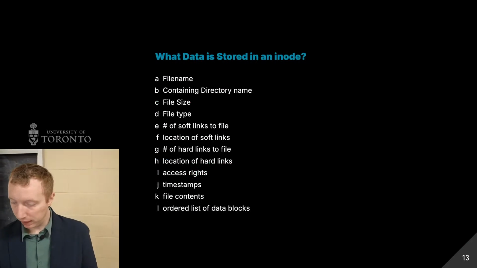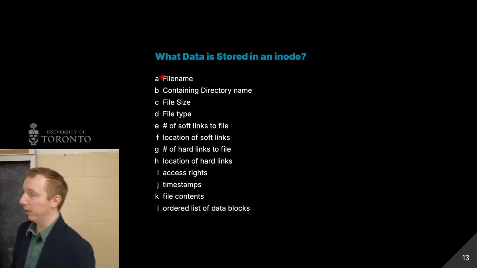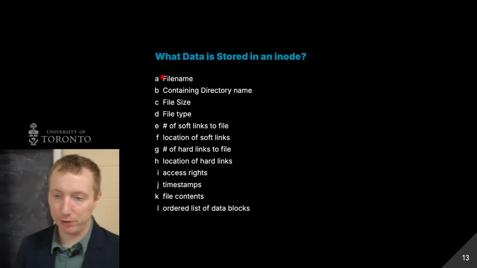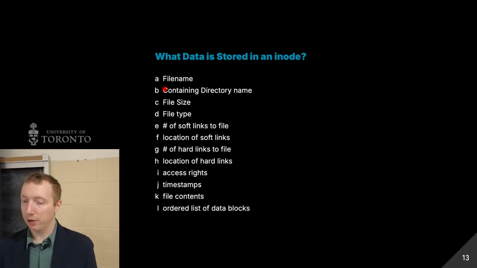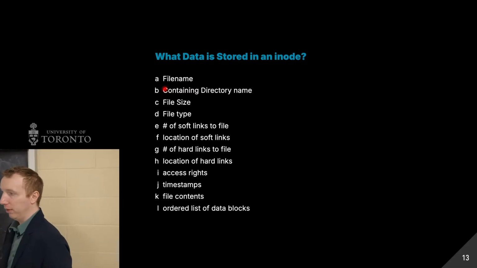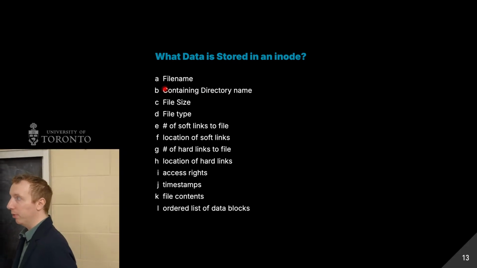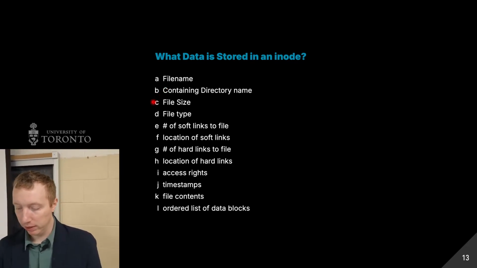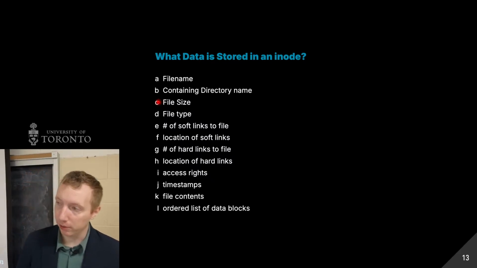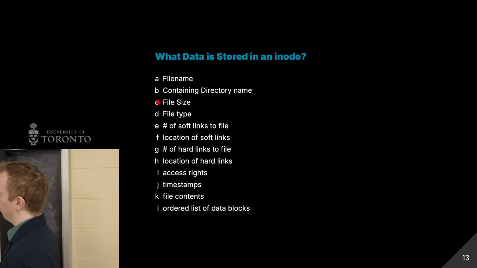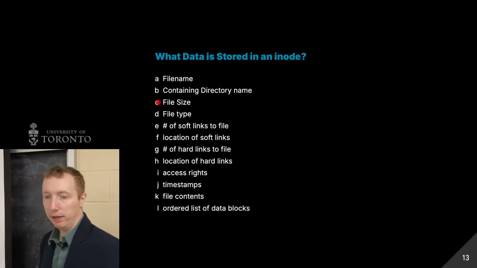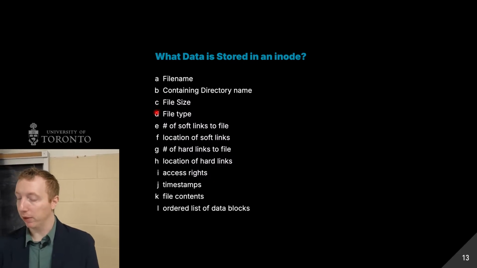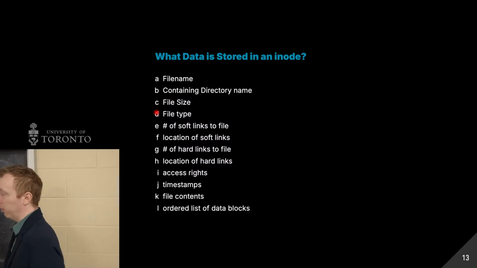The file name itself is not stored in the inode because you can have multiple names referring to that inode. Also, it does not know what the containing directory's name is. In fact, because multiple names can refer to that inode, they don't even have to be in the same directory. What is stored on the inode is the file size, so how many bytes of the block it actually uses for the contents of the file. File type is also stored on the inode, telling you information about the file.